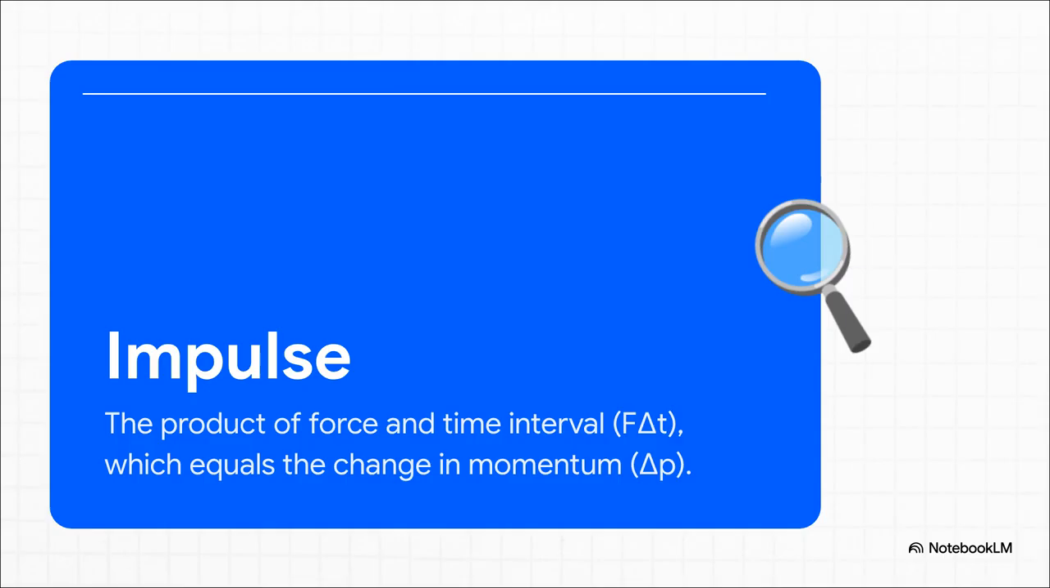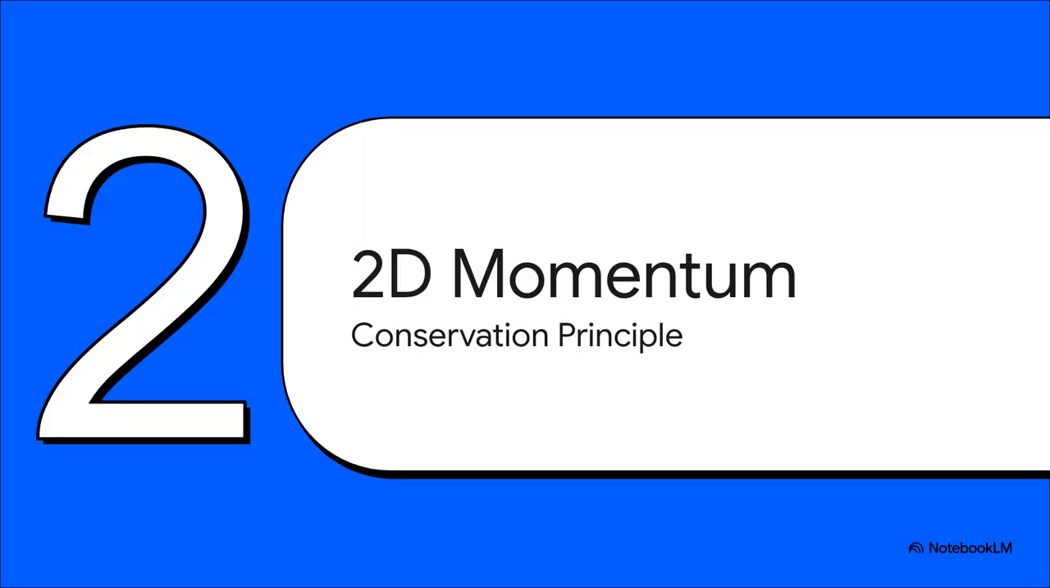Okay, so here's where it gets interesting. When we combine those two ideas, we get something new and incredibly useful. If you take a force and multiply it by the time it's applied, that's what we call impulse. And it turns out that's exactly equal to the change in the object's momentum. So, simply put, impulse is change in momentum. So now that we have this principle down, let's apply it to something a bit more complex.